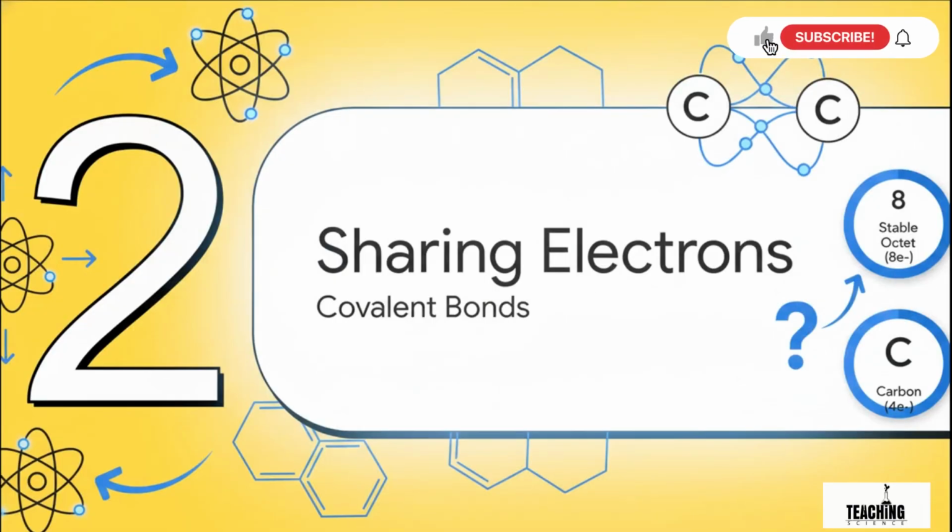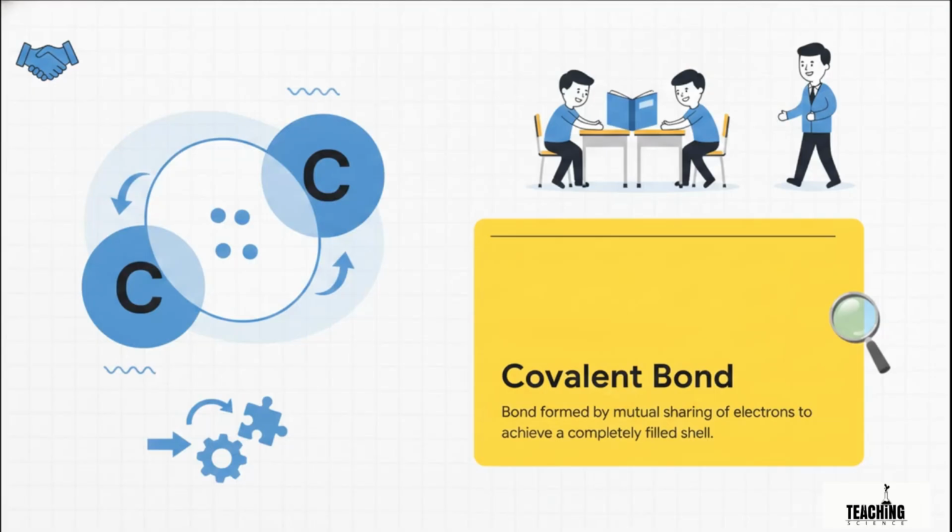Moving on to Section 2, sharing electrons, or covalent bonds. So, every atom out there just wants to be stable, right? They all want 8 electrons in their outermost shell. That's the famous octet rule. But carbon only has 4. Gaining 4 or losing 4 takes way too much energy. So what does it do? It uses teamwork. And this brings us to a crucial definition.